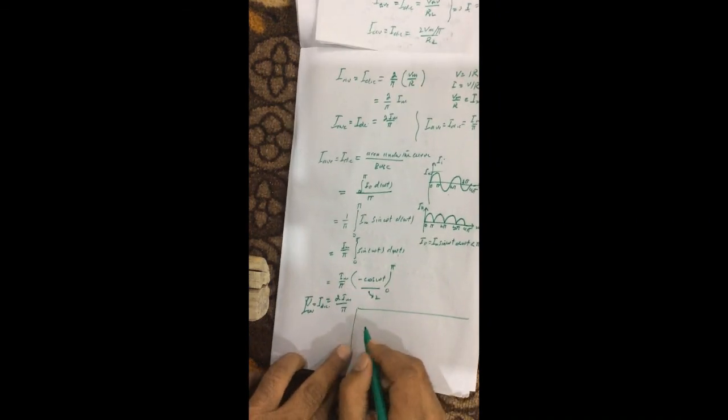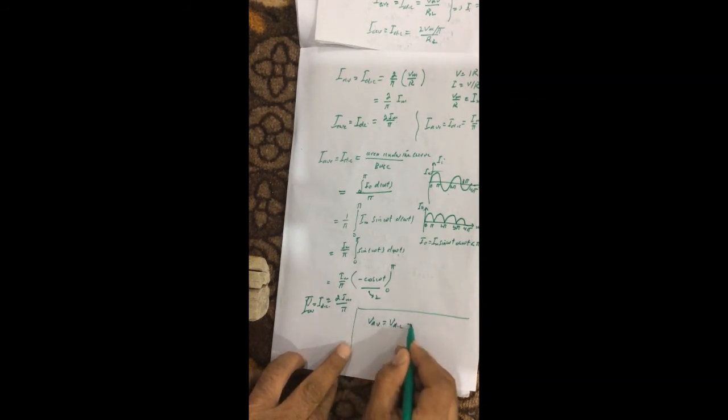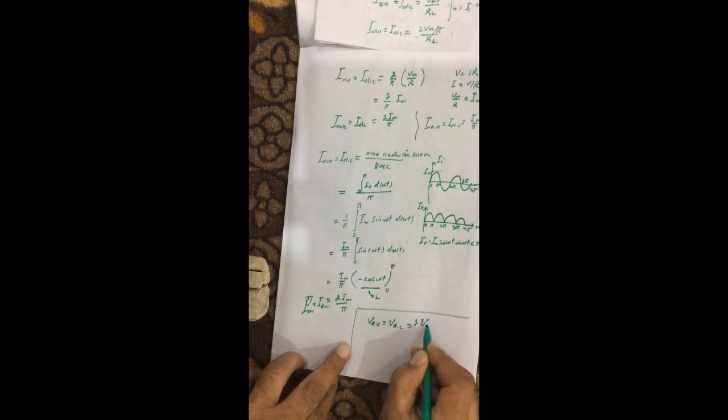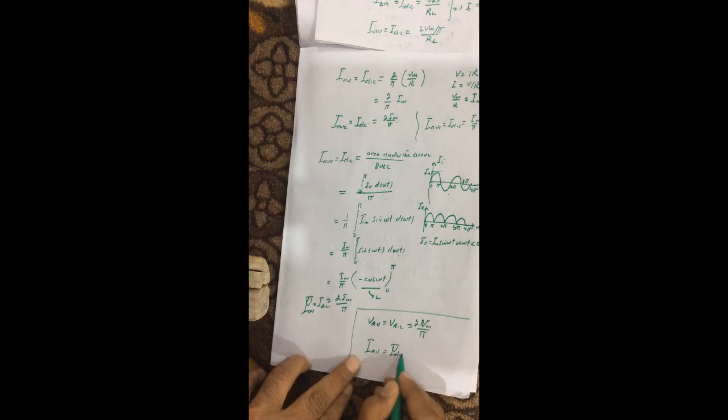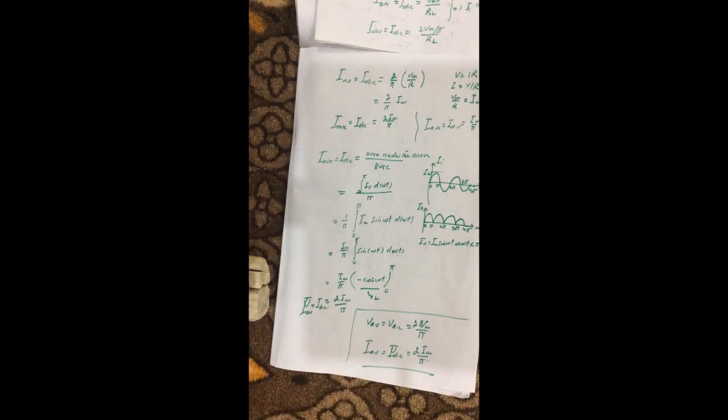So we calculated two values in this video. One is the average voltage VAV, which is also called DC voltage, which is equal to 2 Vm over pi, and we also calculated the average current, which is also called the DC current, which is equal to 2 Im over pi. In the next video, we will derive some other factors relating to this full wave rectifier.